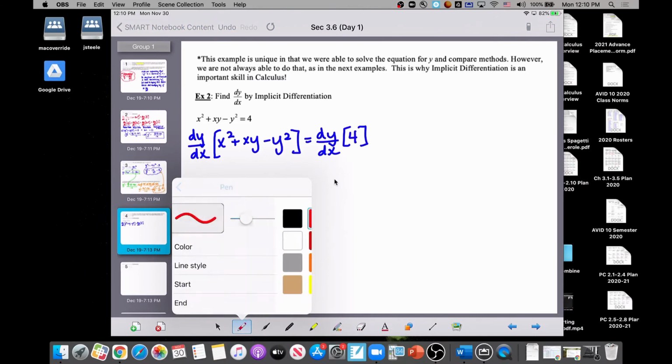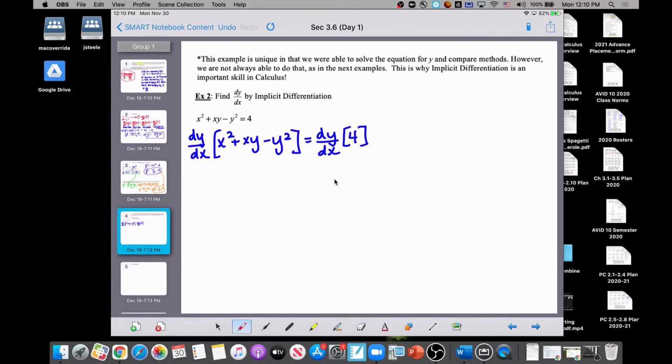So on the left-hand side, again, my first term is going to be power rule. My second term is going to be product rule. My third term is going to be power rule, but because it's my y term, it's also going to be chain rule. And once again, over here, we just have derivative of a constant.